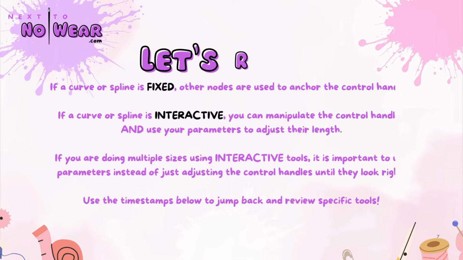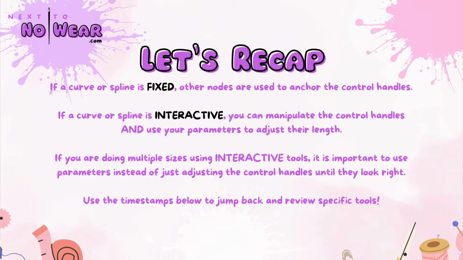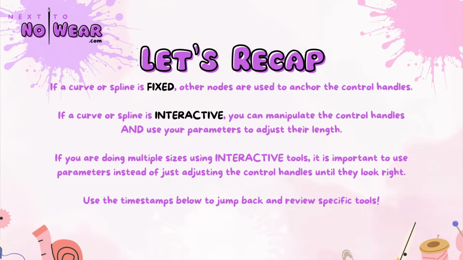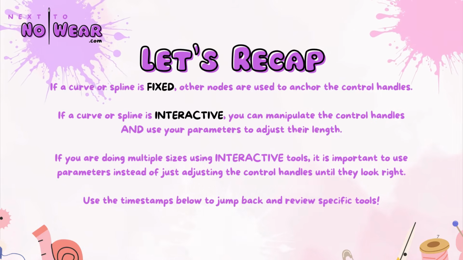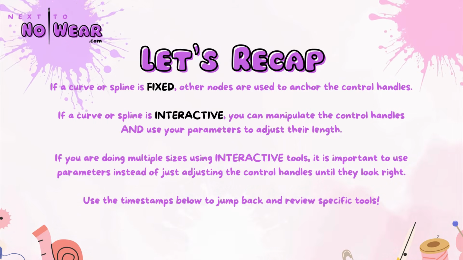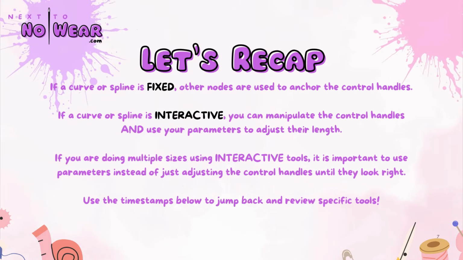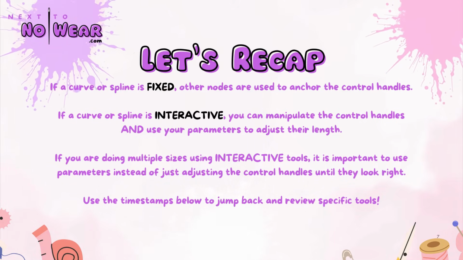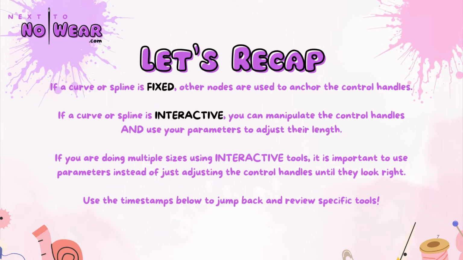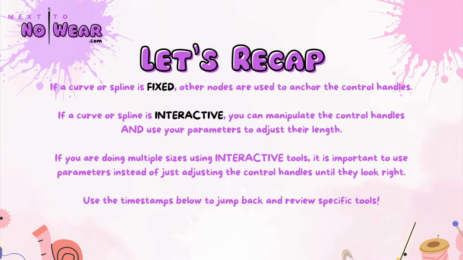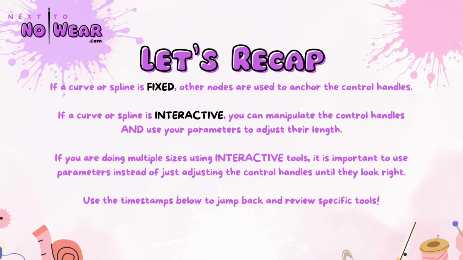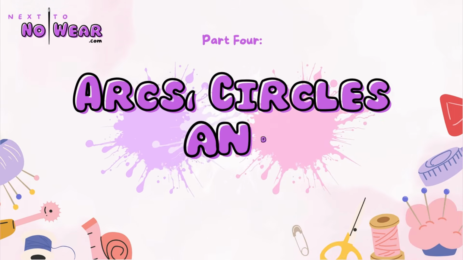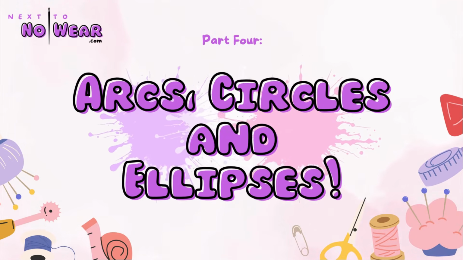Let's recap part 3. If a curve or spline is fixed, other nodes are used to anchor the control handles. If a curve or spline is interactive, you can manipulate the control handles and use your parameters to adjust their length. If you are doing multiple sizes using these interactive tools, it's important to use parameters instead of just adjusting the control handles until you think they look right. As always, you can use the timestamps below to jump back and review this section. Our fourth topic is going to be arcs, circles, and ellipses.